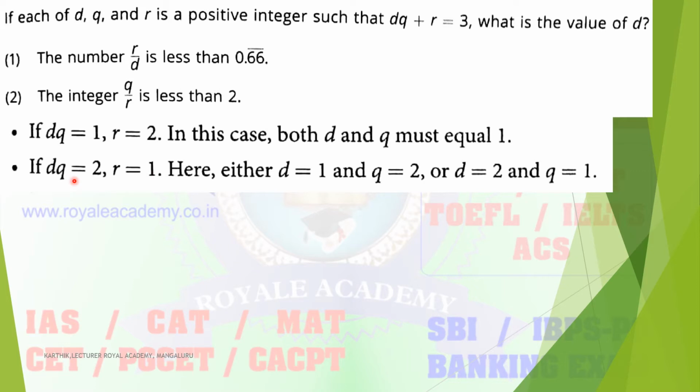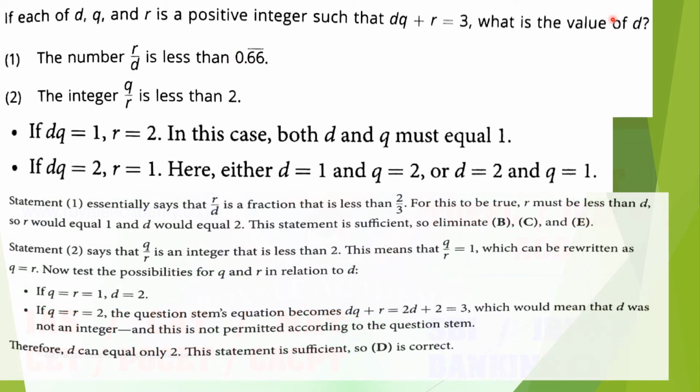In case dq is equal to 2, r is equal to 1, which is another possibility. So if d is equal to 1, then q is equal to 2, because dq is equal to 2, and r is equal to 1, so 2 plus 1 is 3. A second possibility: d is equal to 2, then q is equal to 1, which is also possible. These are the two possibilities. We'll see with the help of the statements how we can find the value of d. So what does the first statement tell us?